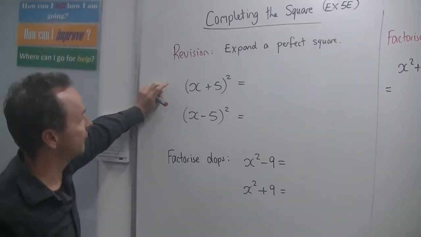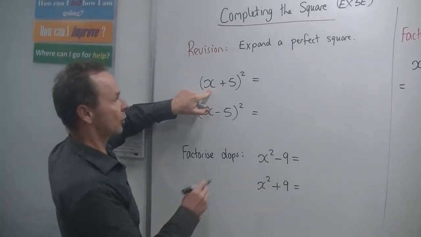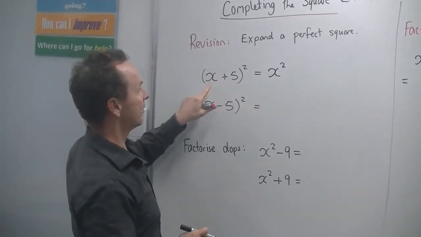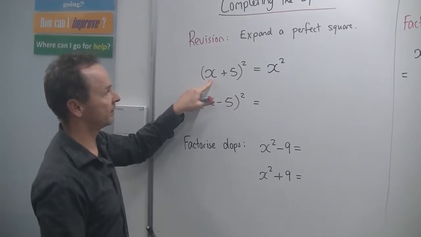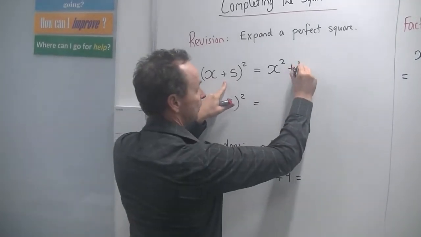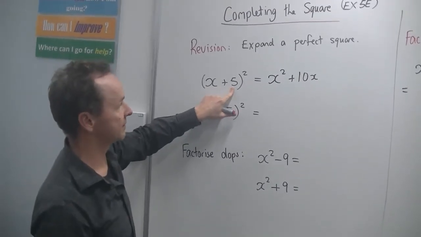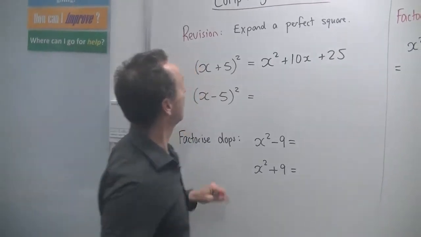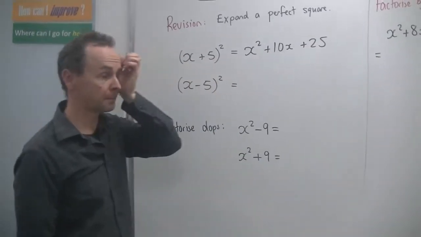So this was from the very first exercise. Remember the shortcut rule, that you look at the first term and square it, so you get x squared. The middle term's harder. It's the first term times the second term times 2. So 5 times x is 5x, times 2 is plus 10x. Do you remember that step? And then the third step is the second term squared, 5 squared is plus 25. So that's called a perfect square, and hopefully you remember the shortcut rule.